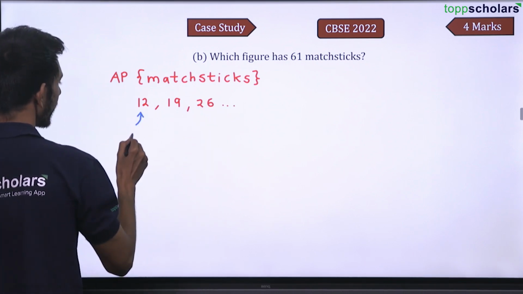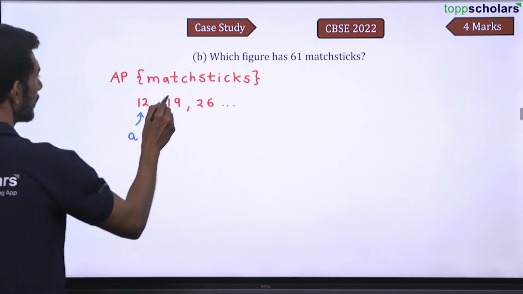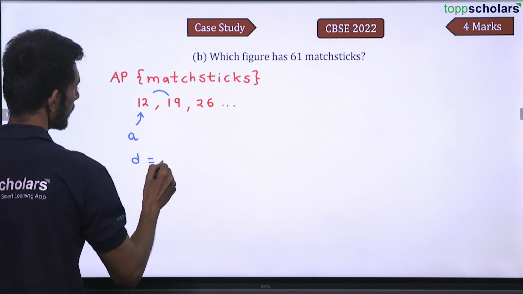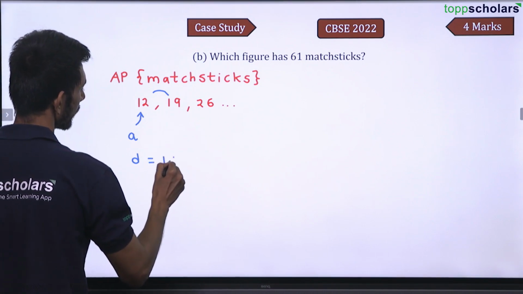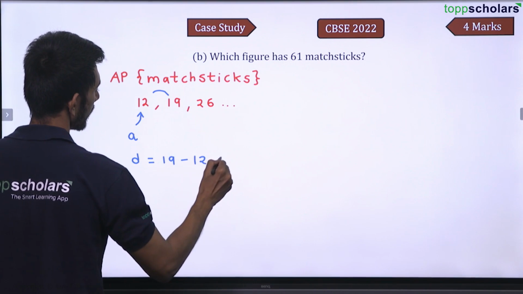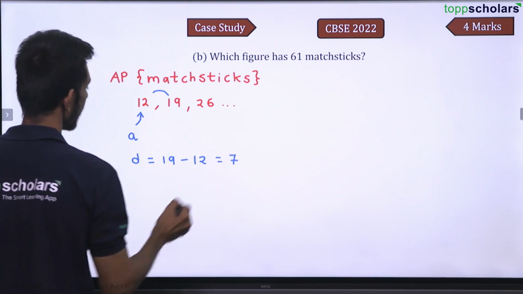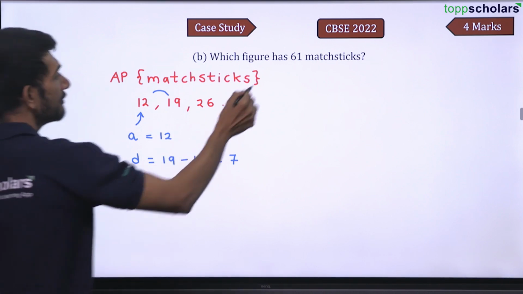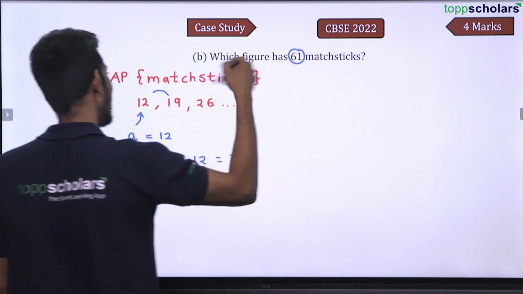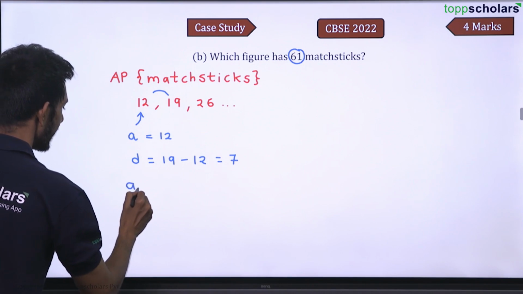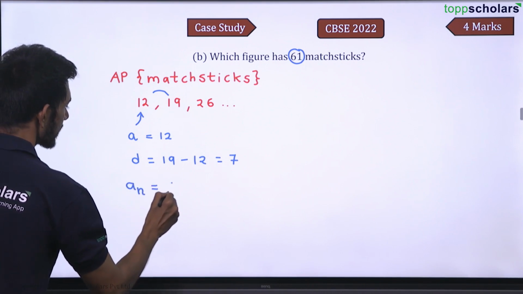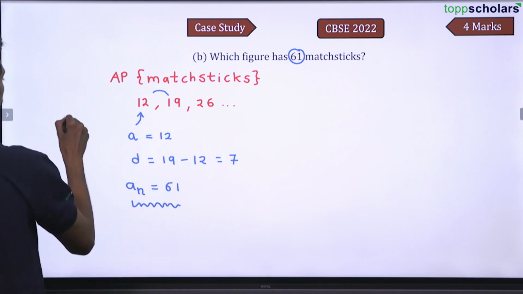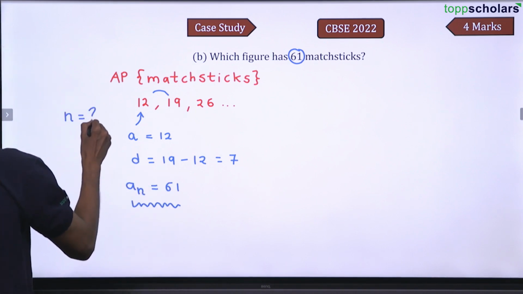Figure 1 can also be called as A or A1. What is the common difference? Can I say the common difference D is 19 minus 12, that is 7. Here A is 12. And which figure they are saying? So let the nth figure have 61 matchsticks. So an is 61. What we need to do is, we need to find out the value of n.